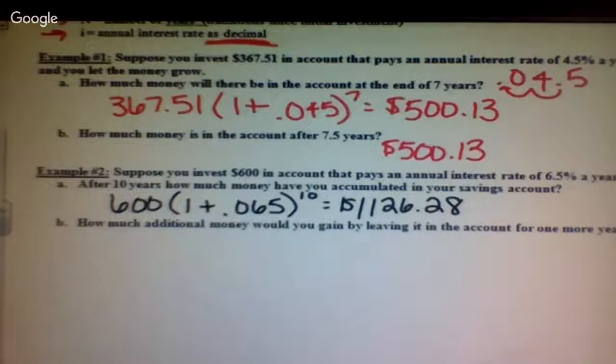So we're looking at $1,126.28. It's supposed to be the money sign. Listen, it didn't go through. Let it go.